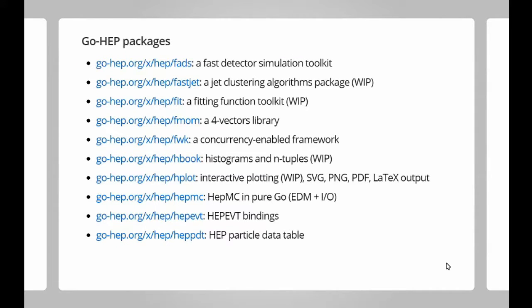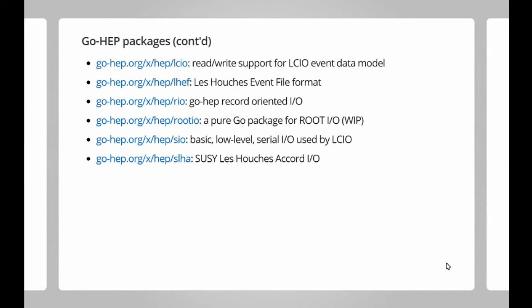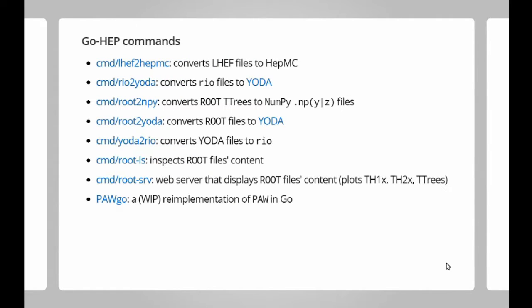So here is the laundry list of a few packages like Fast, my fast detector simulation. Then a framework, which is a framework for HEP, because I like the old names of the quantum era, and a few packages to read files in Go, like event files, HEPPDT, also LCIO to do linear collider studies. Rio, which is my own record IO, and root.io, which is a pure Go package to read ROOT files. And a few commands, like root-ls to inspect ROOT file contents, or root-serve to spawn a web server to inspect the content of your ROOT files, histograms and tree branches, and also Pogo, because I like to re-implement things in Go, and for fun, of course.